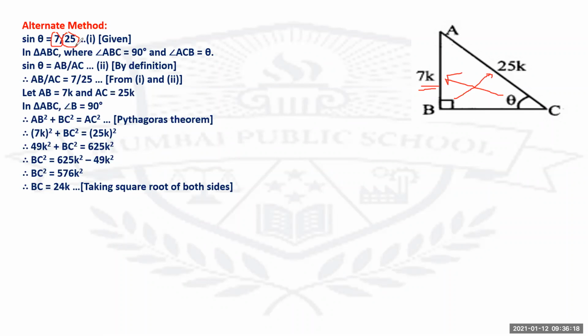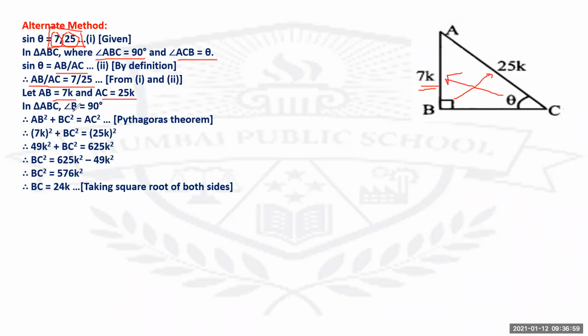This is clear to all the students, as it is in the ratio or fractional form 7 upon 25. So whenever you get these terms in ratio form, you take the common multiple as a variable, that is k or x, which is a constant. This is clear. So now in triangle ABC, angle ABC is 90 degrees and angle ACB is theta. So sin theta equals AB upon AC. Therefore, AB upon AC is 7 upon 25. So assume AB as 7k and AC as 25k.